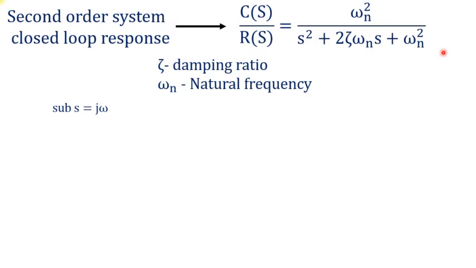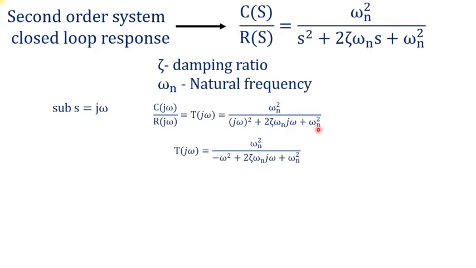Now, to solve for the frequency domain specifications, you need to substitute s equal to j omega in that equation. So C of j omega divided by R of j omega, that is T of j omega, the closed loop response, is equal to omega n square divided by j omega whole square plus 2 eta omega n j omega plus omega n square. So j square equals minus 1.